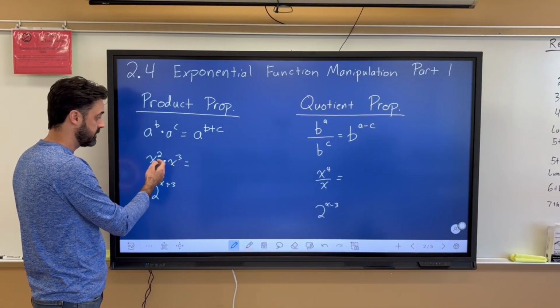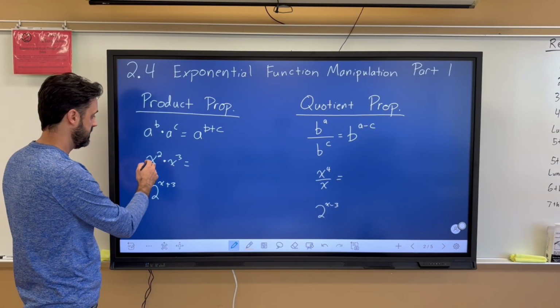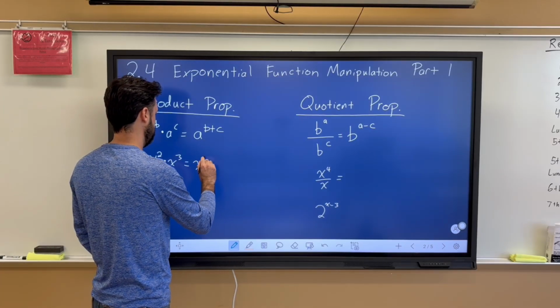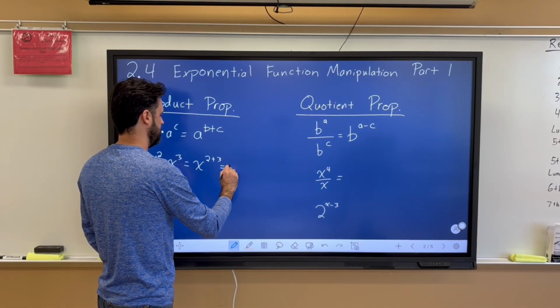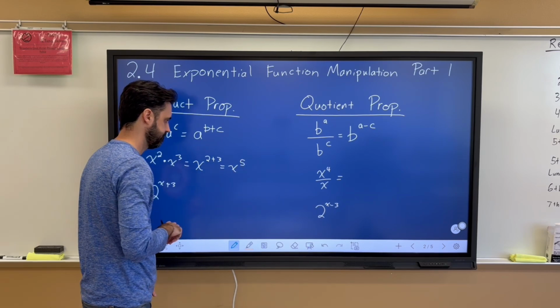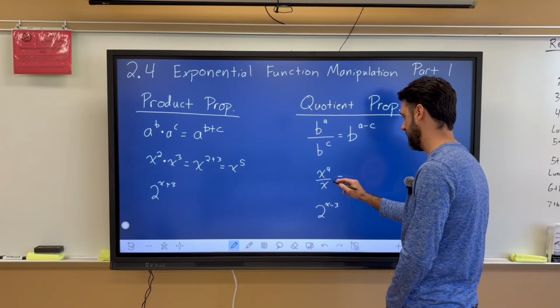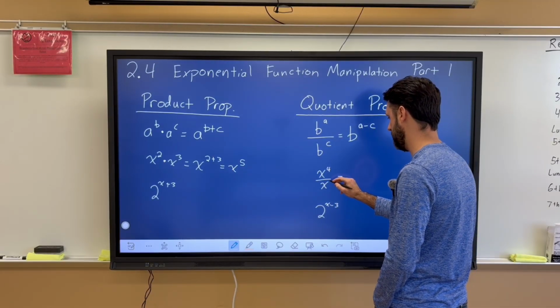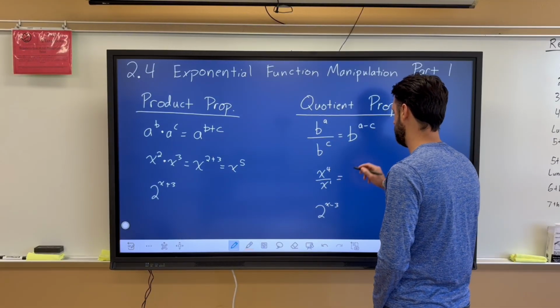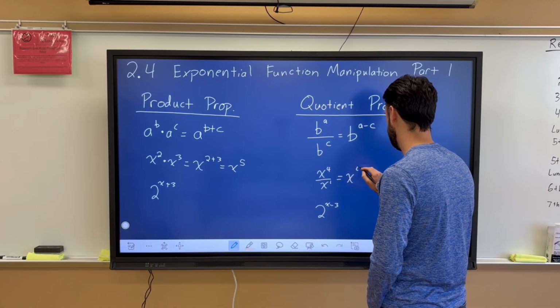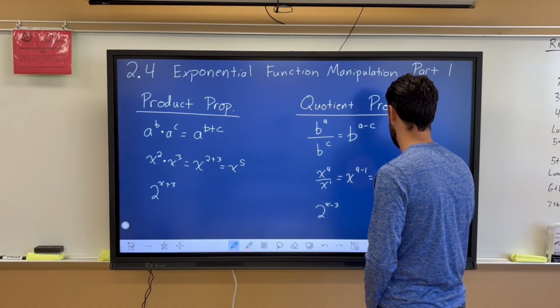This would be a case where we're multiplying like bases, the base being x. And so we're going to add the exponents. So that would just give us x to the 5th. Over here where we're dividing, we're going to subtract the exponent. So it's x to the 4th divided by x to the 1st. We don't divide the exponents, we subtract them. So this is x to the 4 minus 1, or x to the 3rd.